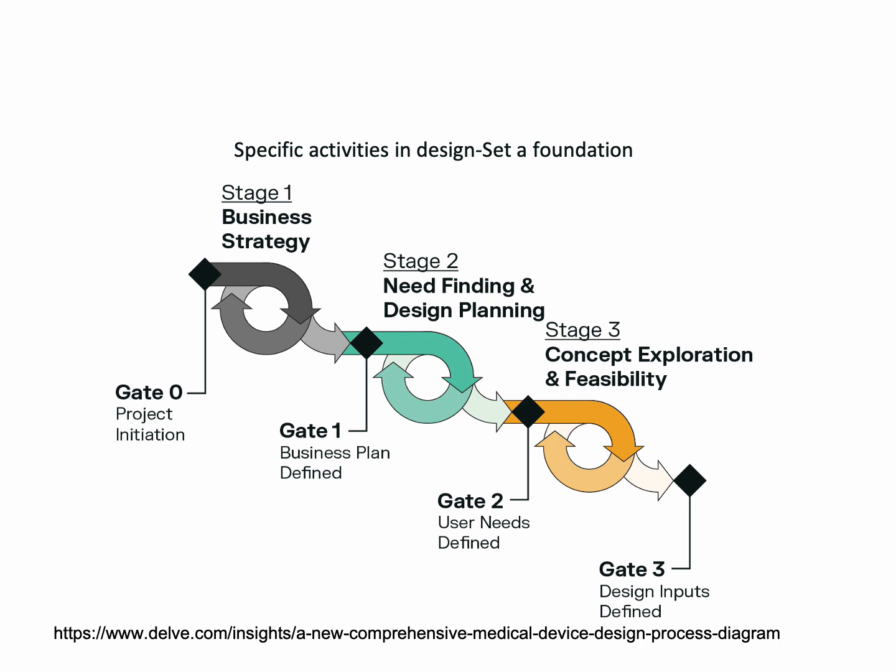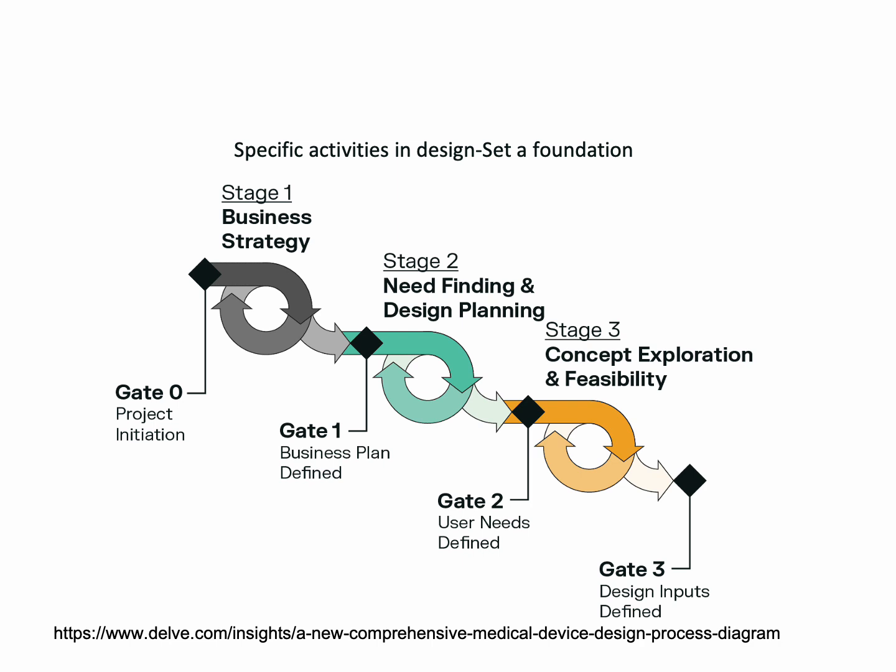Then in stage two, we are going to look into need finding and design planning. This is where we are going to talk with doctors, with patients, looking into the existing literature, and we are going to now define the business plan, and we are going to write the user needs. We define the user needs, and this is at the beginning of stage three.